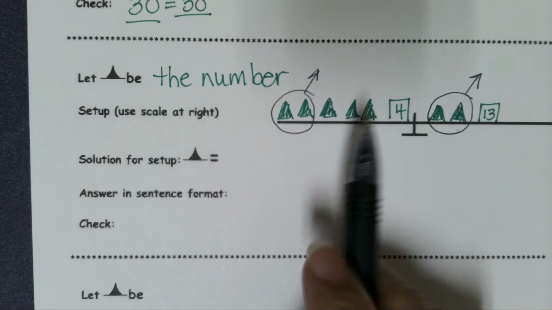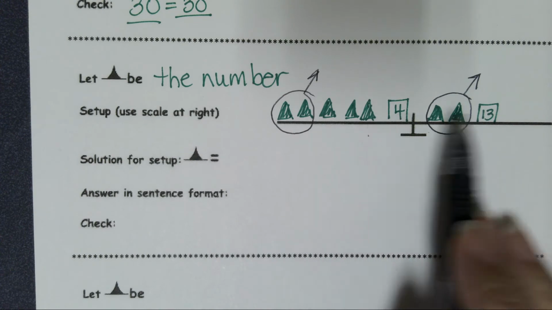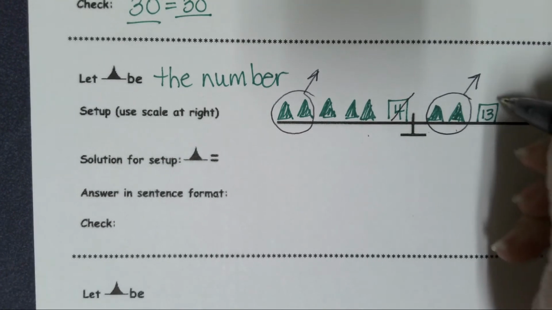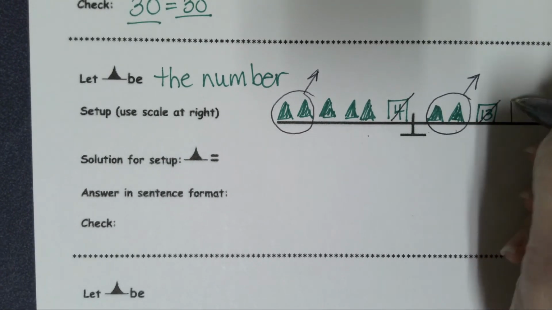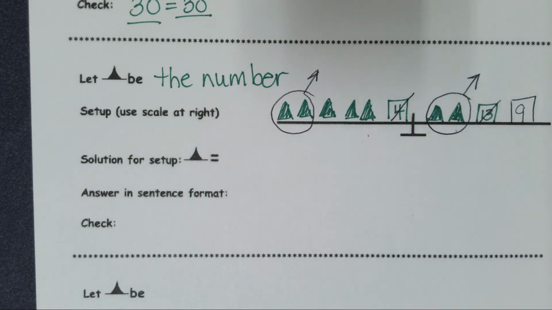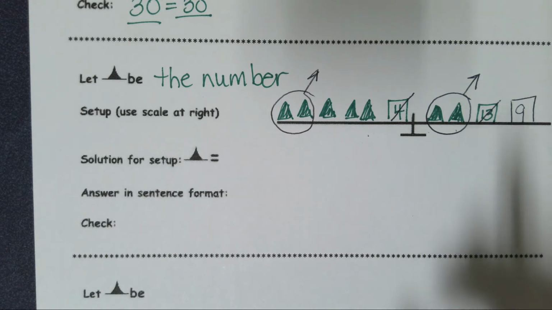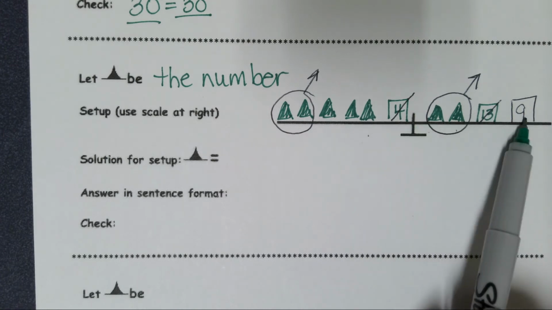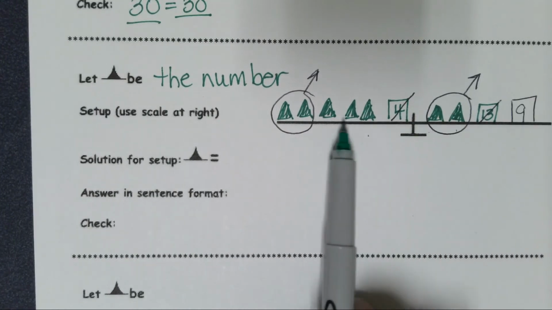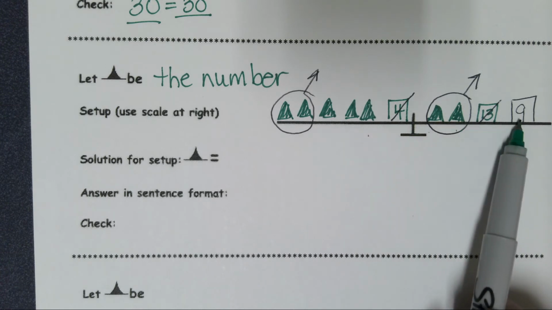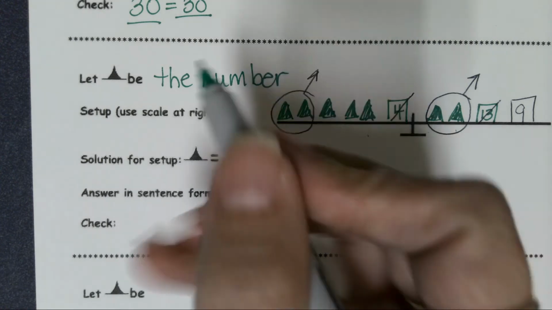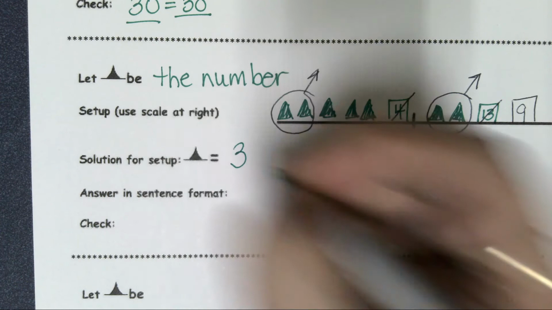Now we only have pawns on the left, so we want to move all of our numbers over to the right. So if we take away the 4, we also have to take away the 4 on this side, and 13 take away 4 is simply 9. Now we need to solve. On the left we have 3 pawns, and on the right we have 9. So what number do we multiply by 3 to get 9? Well, if I count by 3's, I can do 3, 6, 9, and 9 is equal to 9, so our solution for setup is 3.